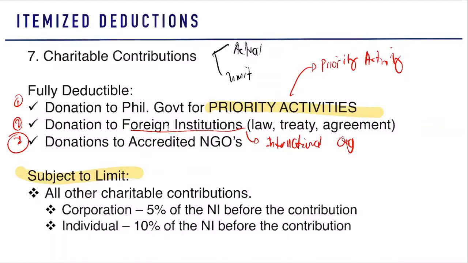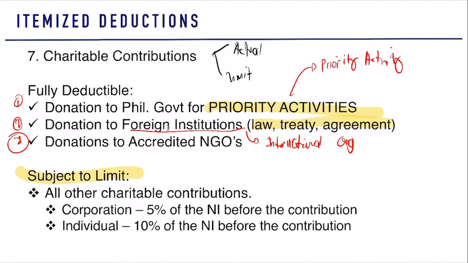So what international organization or foreign institution can we deduct in full? Only if we have a treaty or agreement or a law which provides for a full deduction on that foreign institution, or we have an agreement together with that foreign institution, then we can deduct it. Okay? So, sir, how can we know that a donation to a foreign institution has an agreement? Again, the problem should state it.